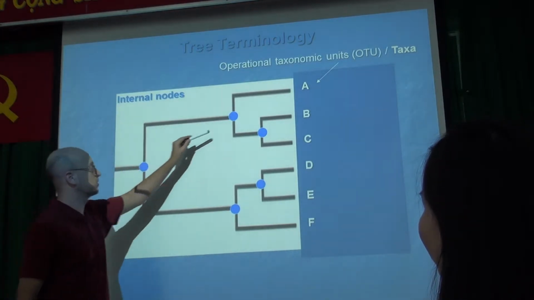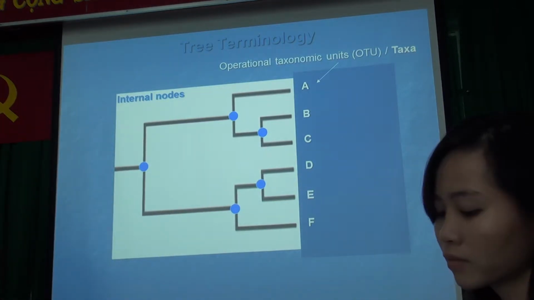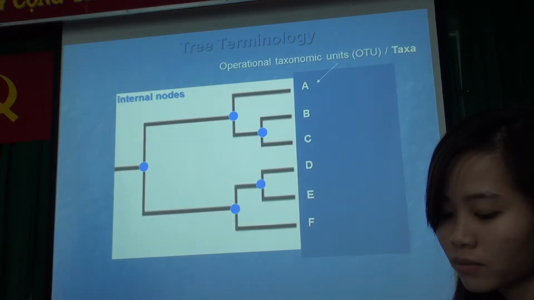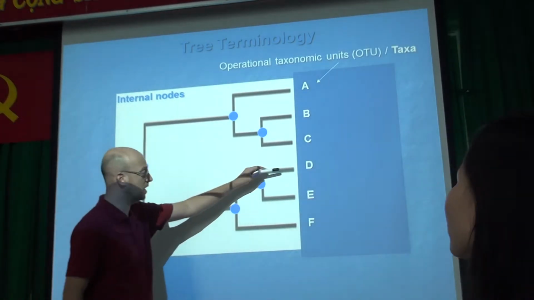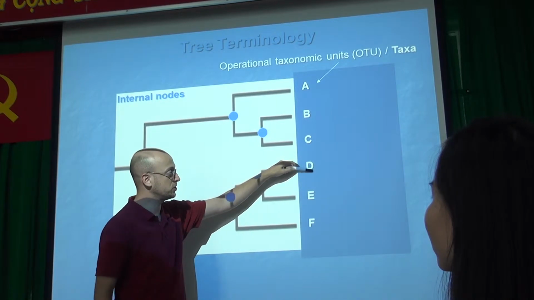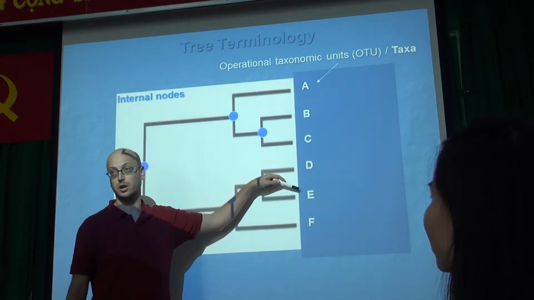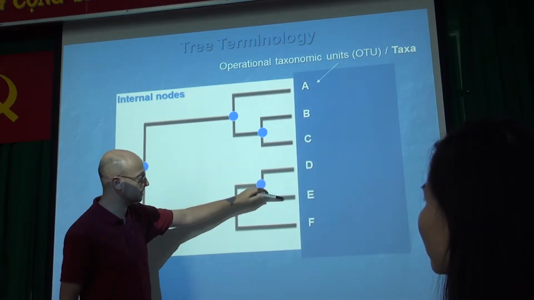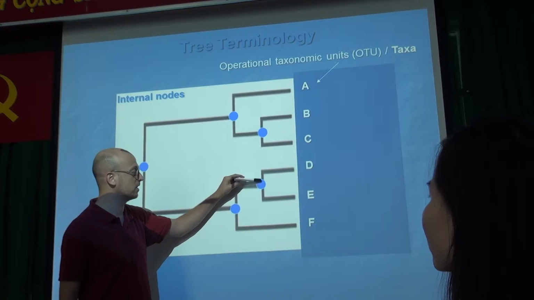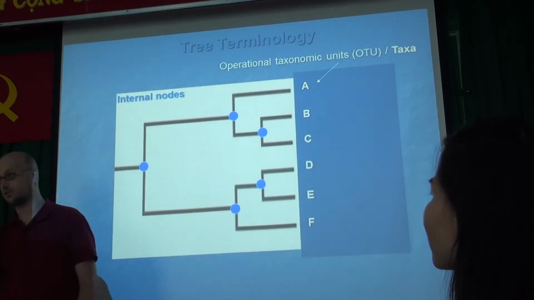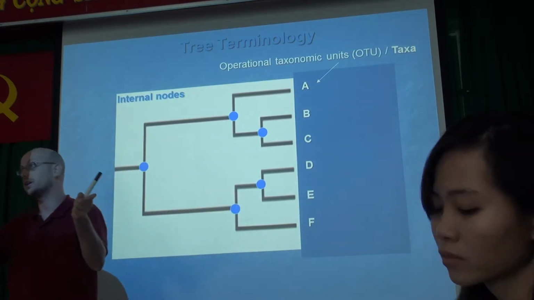These internal nodes represent an ancestor that had two descendants that differ from one another. So, for example, let's say species E and species D. Right now they are different from each other, but sometime in the past they had the same ancestor. So sometime in the past that was only one species. And at this point in time, this one species diverged into two.